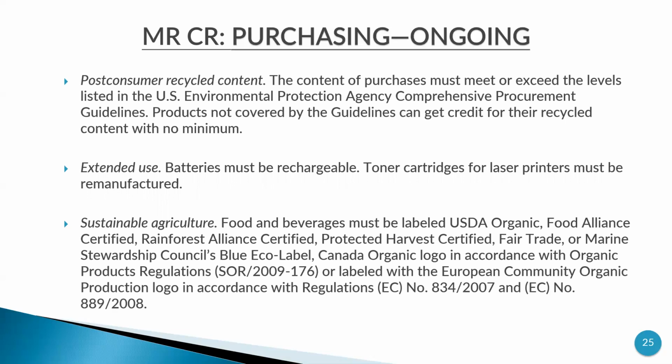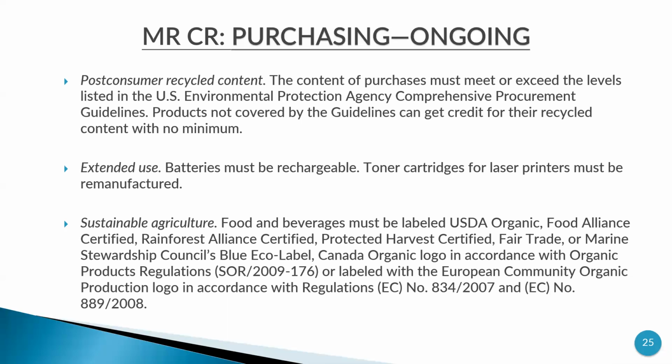Extended use. Batteries must be rechargeable. Toner cartridges for laser printers must be remanufactured. Sustainable agriculture. Food and beverages must be labeled USDA Organic, Food Alliance Certified, Rainforest Alliance Certified, Protected Harvest Certified, Fair Trade, or Marine Stewardship Council's Blue Eco Label, or Canada Organic logo in accordance with organic product regulations. So all these are the different standards which you need to remember for sustainable agriculture.